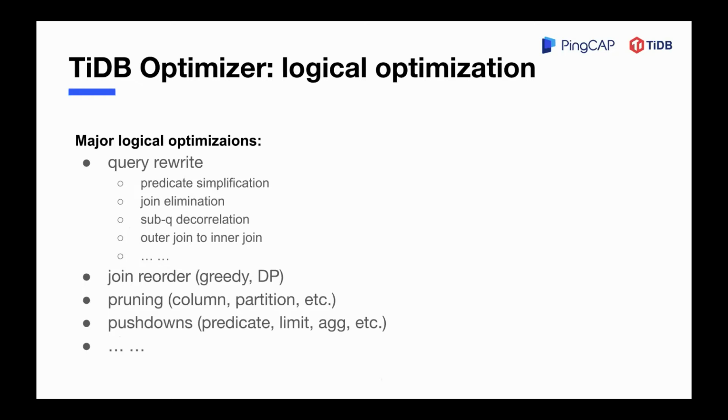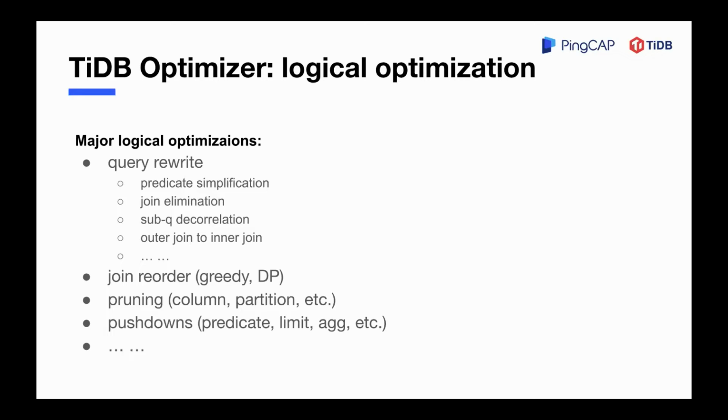And then I talked about logical optimization. Here I list some of the logical optimizations done by TiDB. The first one is query rewrite. With query rewrite, we do predicate simplification, join elimination, outer join to inner join transformation, and one of the important things is subquery decorrelation.